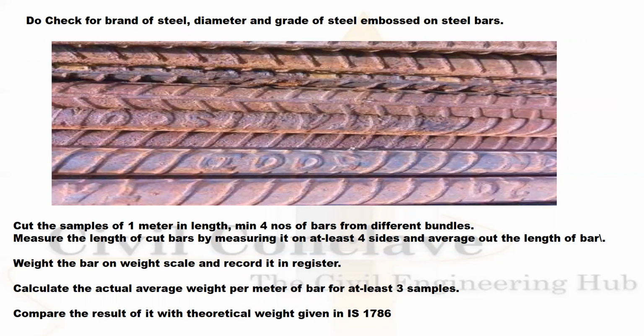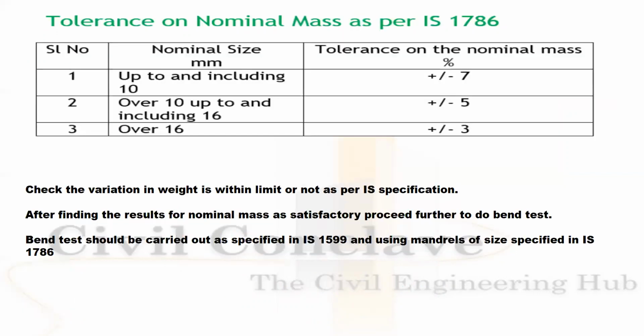Compare the result with the theoretical weight given by IS 1786. Tolerance for nominal mass as per IS 1786: up to and including 10 dia, it is plus or minus 7%. Over 10 and up to 16 dia, it is plus or minus 5%. Over 16 dia, it should be plus or minus 3%. Check that the variation is within the limit and as per the IS specification.